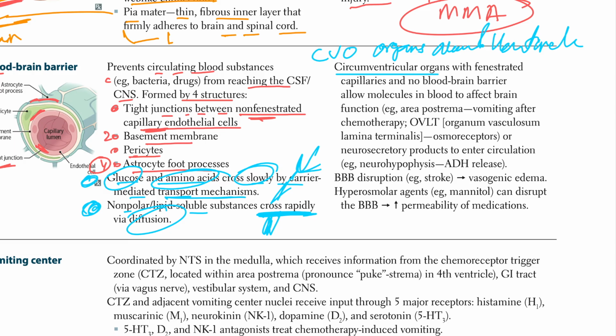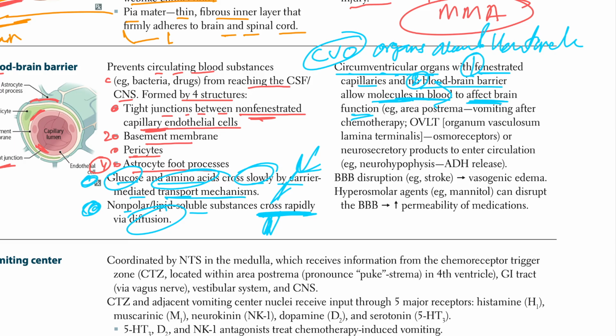They have circumventricular organs with fenestrated capillaries and no blood-brain barrier, which allows molecules in the blood to affect brain function. So whatever is in the blood will go out and cause a problem in the brain.